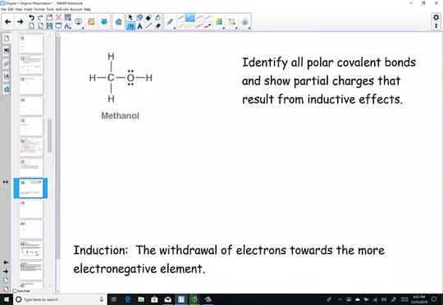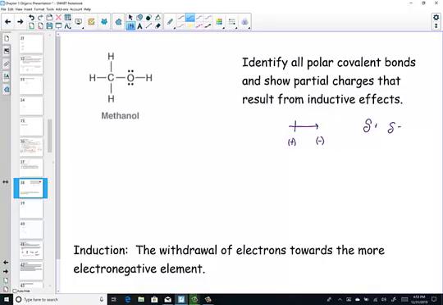More of the skill at this level is to identify polar covalent bonds and results from inductive effects, placing those partial charges. And so the partial charges, just to remind you, could be the arrow, where the positive tail represents the more positive region, and the more electronegative element is being pointed at. Or you can use these little Greek symbols for partial positive or partial negative. Both of those symbols are used to show polarity inside of a bond.